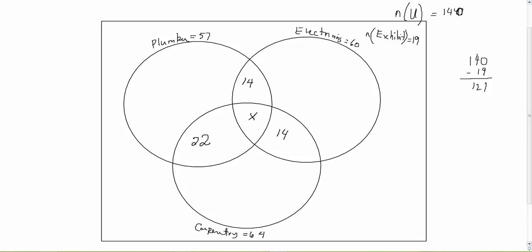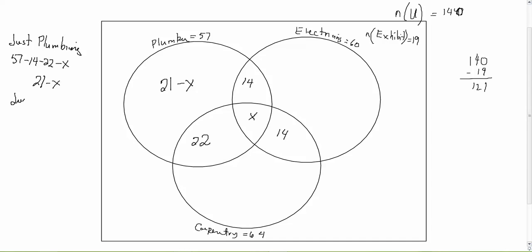And so what I'm going to do is I'm going to say, okay, well, I know that this section here is for plumbers only. So the people that went to just plumbing is 57. We're going to subtract 14 from that, and subtract 22 from that, and subtract x. And that'll give us the portion of the people who went to the session on plumbing only. So I just pulled up my calculator. We have 57 minus 14 minus 22, and that gives me 21 minus x. So this section is 21 minus x.